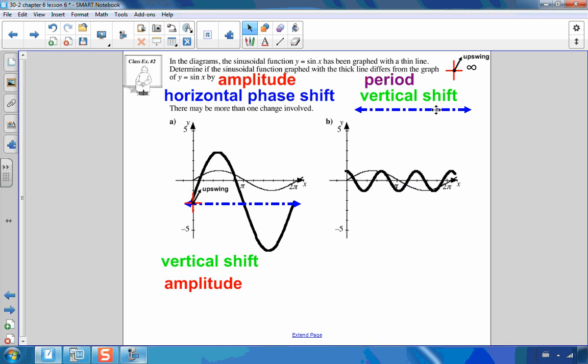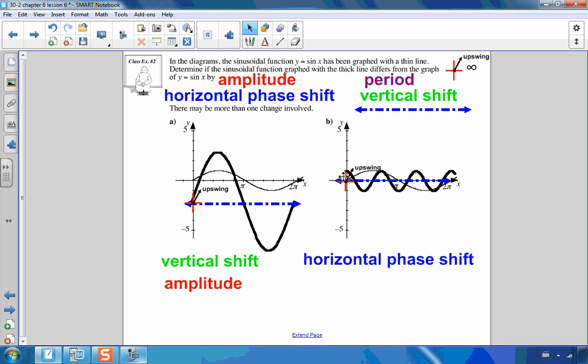Again, always start with your midline. So looking at my midline here, I can see I have an equal amount above and below. So that means that my amplitude has not changed and there has been no vertical shift. Let's talk about horizontal phase shift. So I should start right there on an upswing. And you can see I do not start right there on an upswing. So there has been a horizontal phase shift.